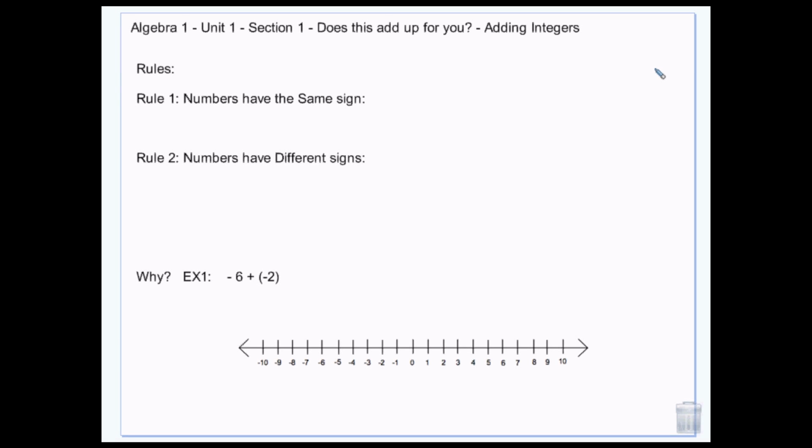with adding integers. Now, just in case you've forgotten or didn't know, an integer is a positive or negative whole number. Okay? No fractions, no decimals. They're just whole numbers, but they're positives and negatives. Okay? And there are rules for adding integers.